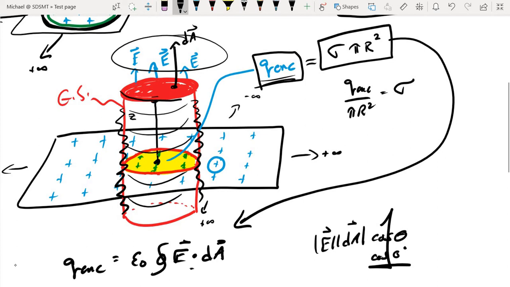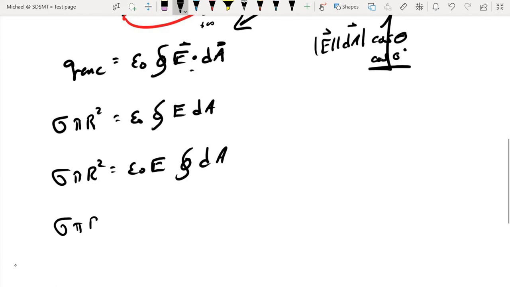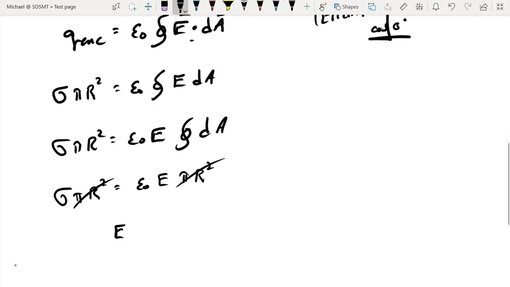It's only going to be the end cap that provides any flux, and so we're just going to worry about the area of that end cap, which is the area of a circle, pi r squared. Well, now look what happens. I have the sigma pi r squared on one side, and now I have pi r squared on the other side because of the integral of the surface area. And so my pi r squareds drop out, and I'm left with an electric field that equals sigma over epsilon naught.